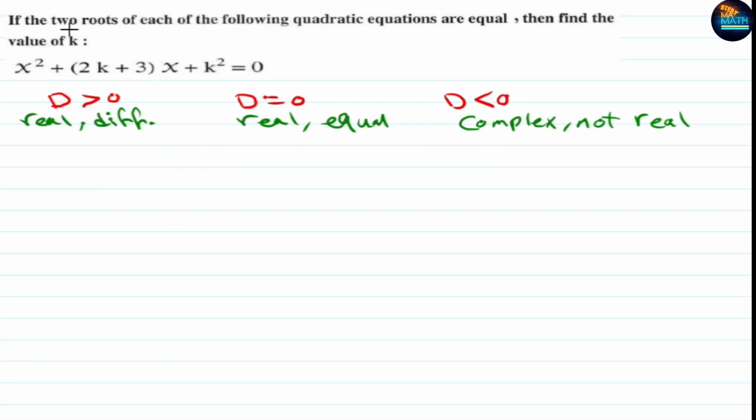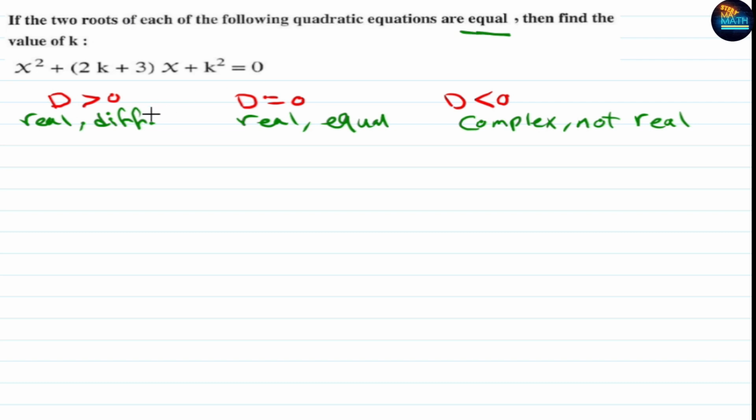All right. If the two roots of each of the following quadratic equations are equal, then find the value of k. x squared plus (2k plus 3)x plus k squared is equal to 0. Now it says that they are equal, the roots are equal.